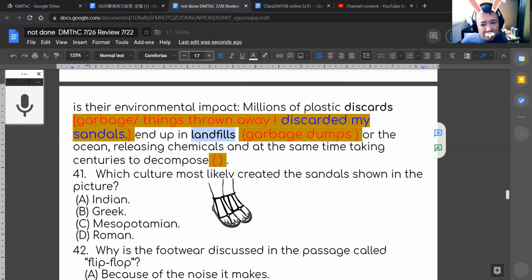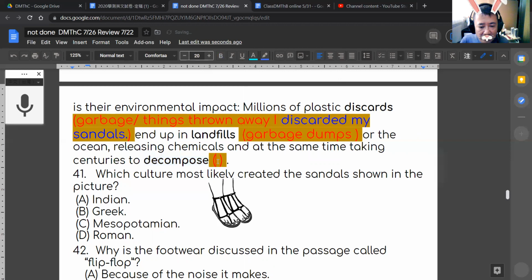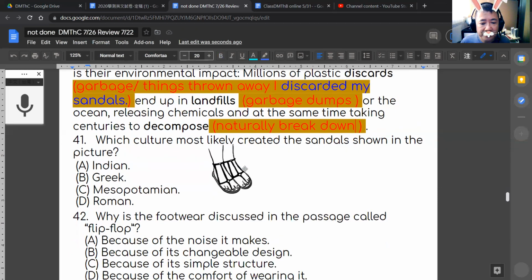In landfills, or the ocean, releasing chemicals, and at the same time taking centuries to decompose. And to decompose is to naturally break down. Break down in nature.